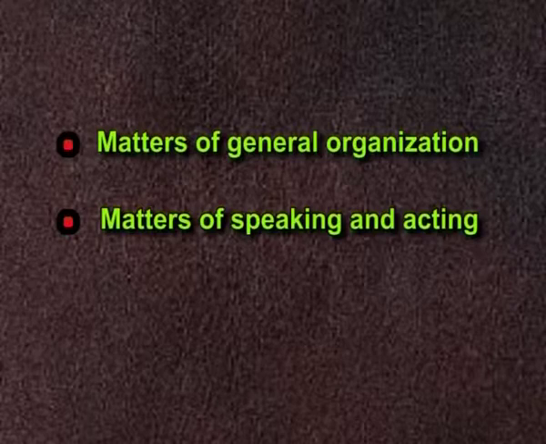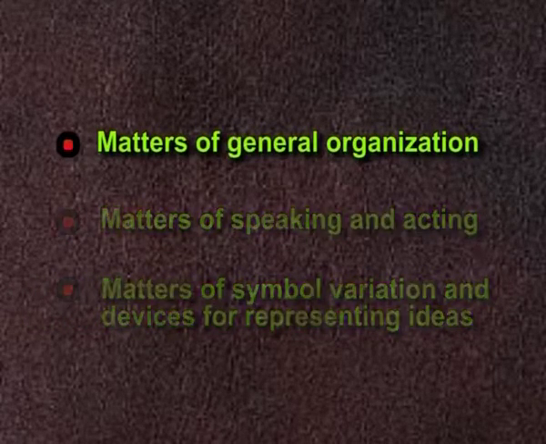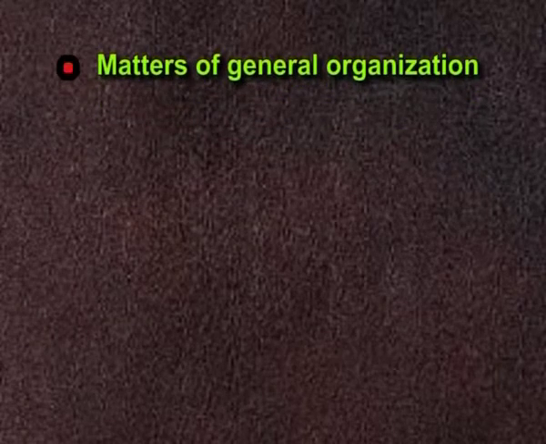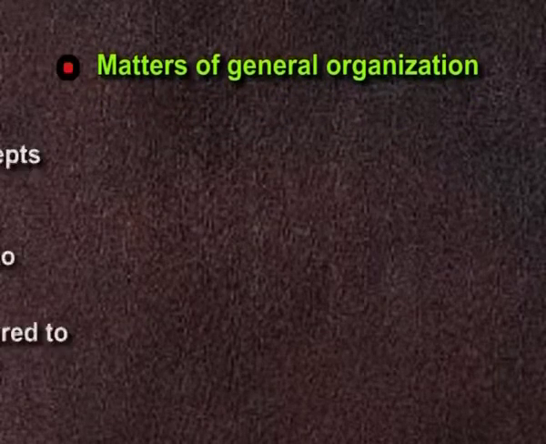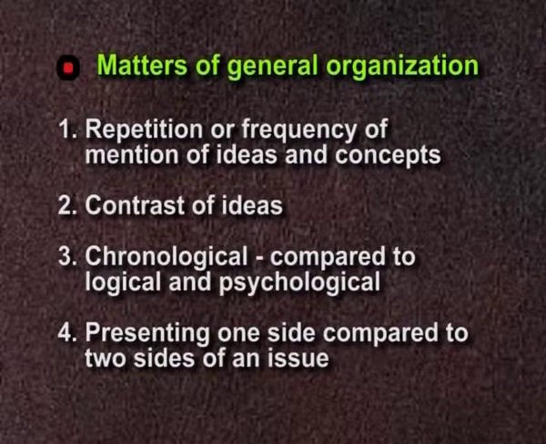The following are the 3 categories of basis useful for treatment and presentation. Matters of general organization. Number 1. Repetition or frequency of mention of ideas and concepts. Number 2. Contrast of ideas. Number 3. Chronological compared to logical and psychological.